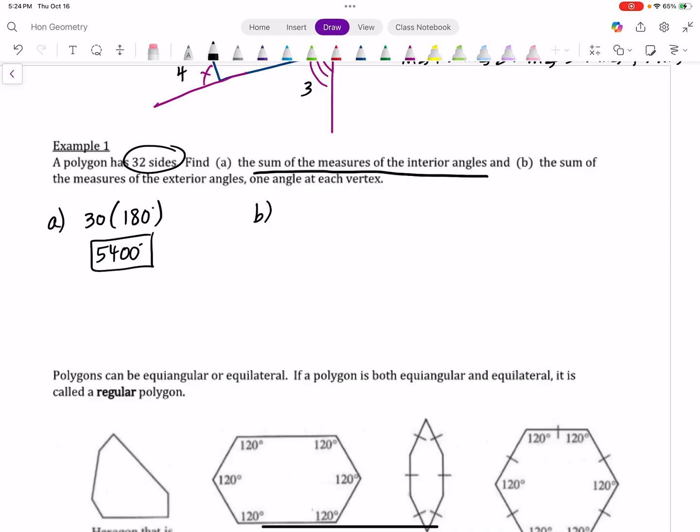For the B part, what's the sum of the measures of the exterior angles? When they say one angle at each vertex, that's where I was talking about how you pick a direction. You don't want to look at this exterior angle and this one at the same time, just one. And here's the beauty of this one: we don't have to do any work, because the measures of the exterior angles of a convex polygon always add up to 360 degrees.